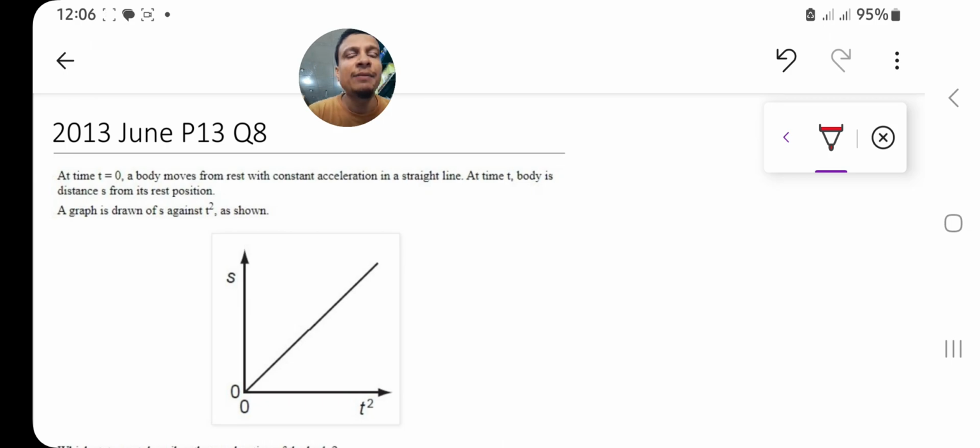Dear students, here I am again with the interesting topic kinematics. A very interesting graph is here. It is from June 2013, variant 1-3, question number 8.